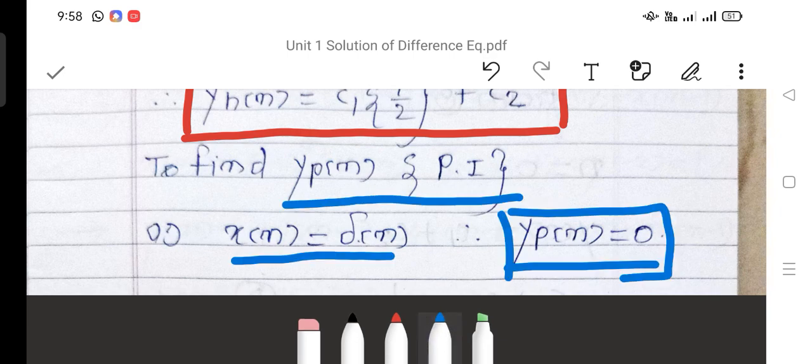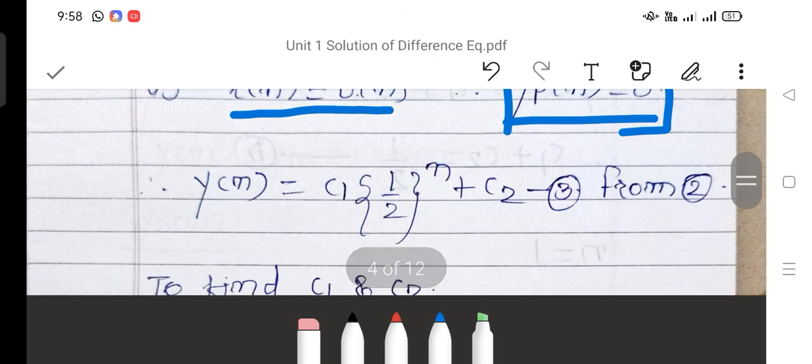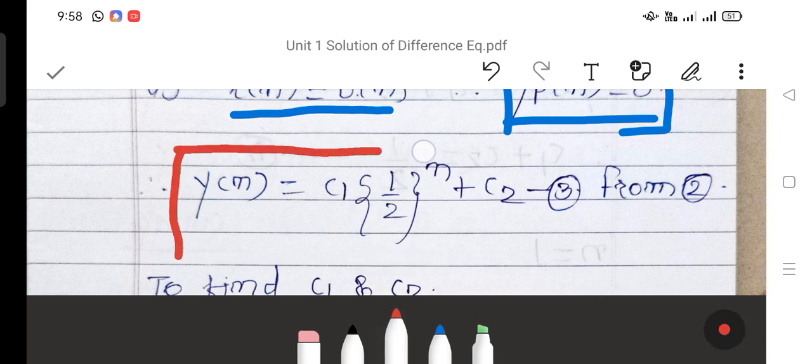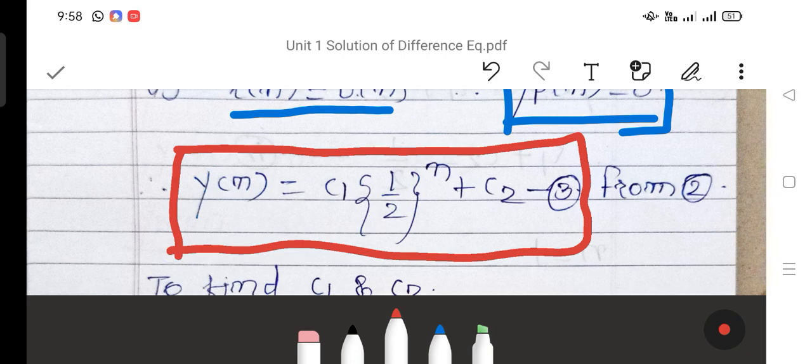So what will be the complete solution? The complete solution is nothing but C1 (1 by 2) to the power n plus C2. This is the complete solution, because PI is 0. So when there is an impulse response, our task is reduced because PI is 0. This is the complete solution, but two quantities are still unknown, C1 and C2. As there are two unknowns, we need simultaneous equations. How many equations do we need? We need two equations because of the two unknowns. If there are three unknowns, we need three equations.